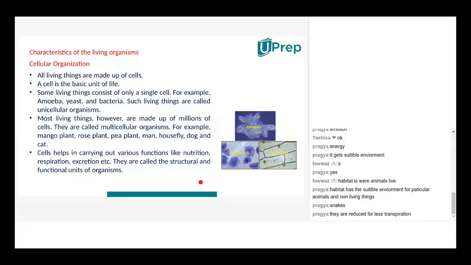They are called multicellular organisms. For example, mango plant, rose plant, pea plant, man, housefly, dog, and cat. Cells help in carrying out various functions like nutrition, respiration, excretion, etc. They are called the structural and functional units of organisms.